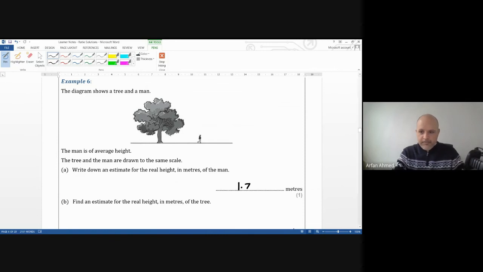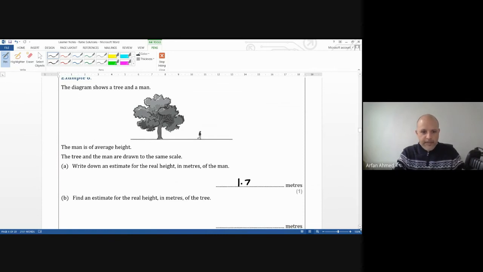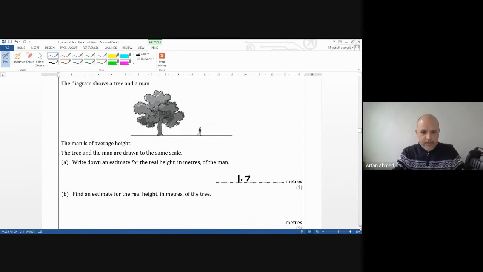So part B says, find an estimate for the real height in meters of the tree. Right, so we're told that the tree and the man are drawn to the same scale. What do we know about scale? Well, scale drawings are to do with measurements, and you need to measure things on the paper, and that's going to relate to what it's going to be in real life. So you're going to have two things. Your scale is your ratio. So obviously you're going to need a ruler for this.